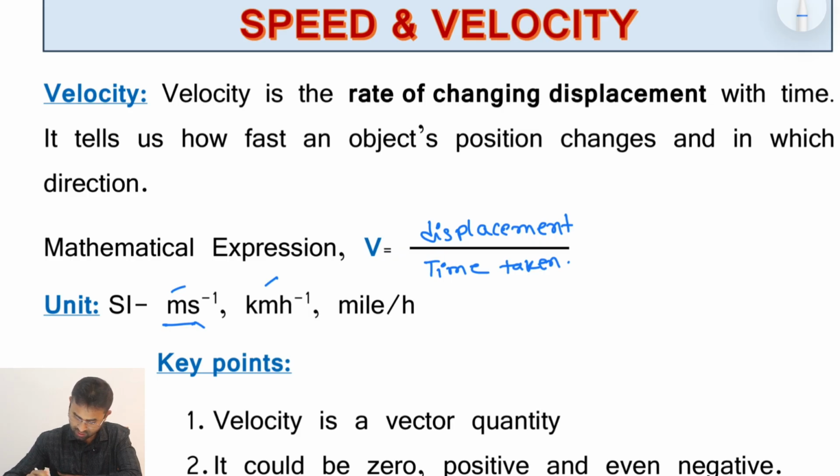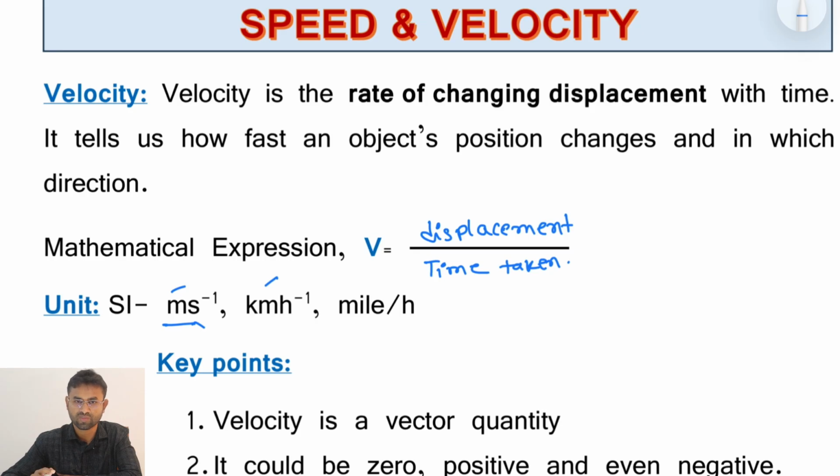For velocity, there are some important key points you must keep in mind. These are: velocity is a vector quantity. As you know that velocity depends on the rate of changing displacement, as displacement has both the magnitude and direction, that is a vector quantity. So velocity will ultimately be a vector quantity. And we know displacement could be positive, it could be negative, and it could be 0. That's why velocity also could be positive, 0 or negative depending on the displacement.